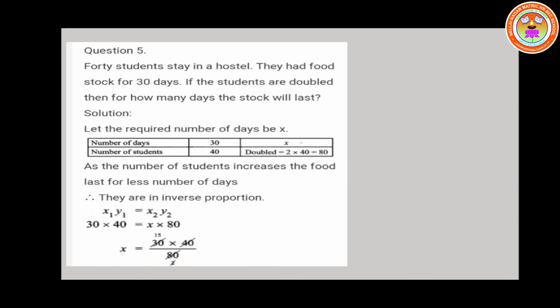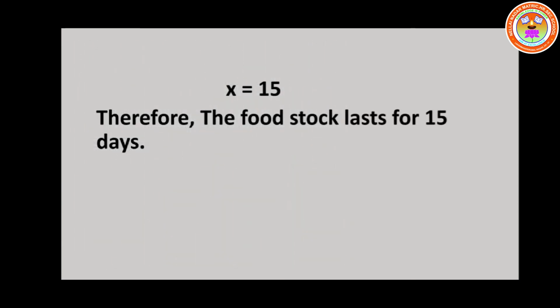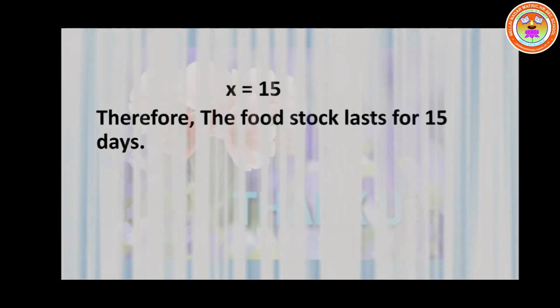So x1 into y1 is equal to x2 y2. 30 into 40 is equal to x into 80. x is equal to 30 into 40 by 80. You can cancel 40 2 times 80, and you will get 2 times 15. So your x is equal to 15 is your answer. Therefore the food stock lasts for 15 days if the number of students gets doubled. That is, if the number of students is 80, then the food lasts only 15 days.